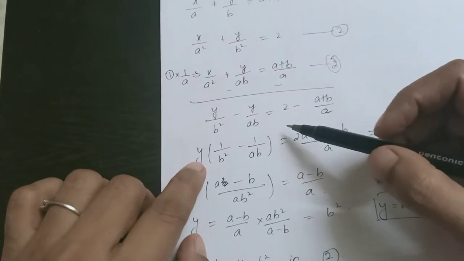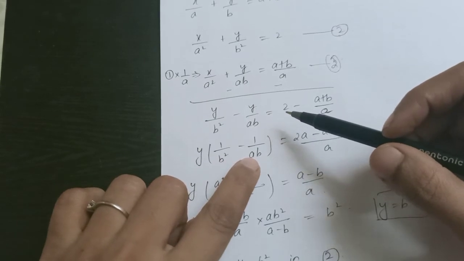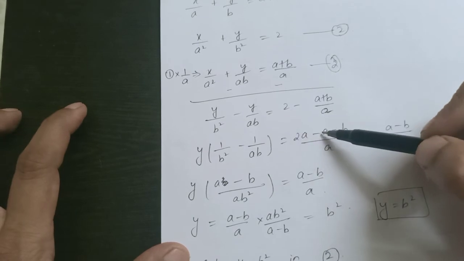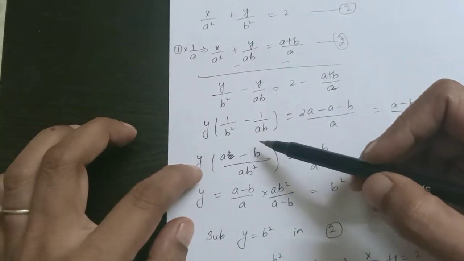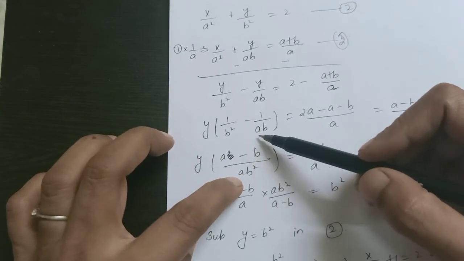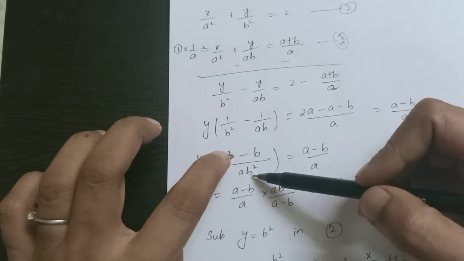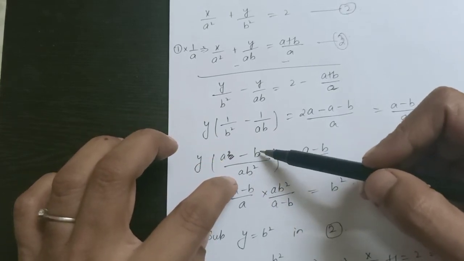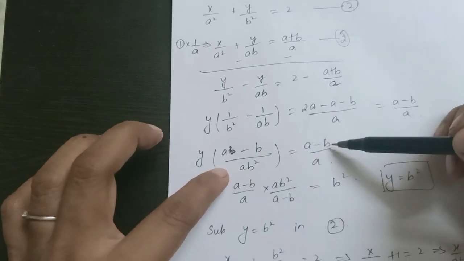So y is common. Then I have written 1 by b square minus 1 by ab equal to, here I have taken a LCM, 2a minus b by a. Then y into, I have taken LCM here. LCM will be ab square. So ab square is the LCM. A is not here. So I have written b square. No, so we need another extra b. So I have written this equal to, right side we have this.